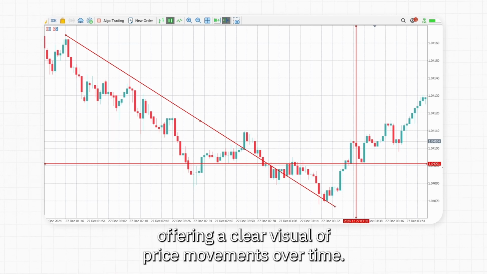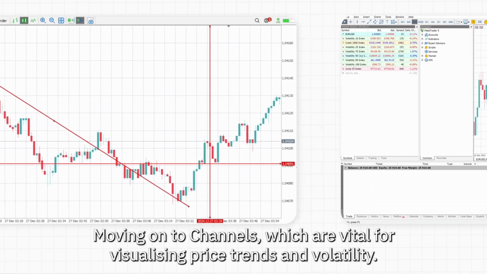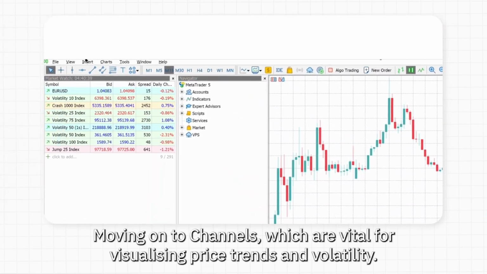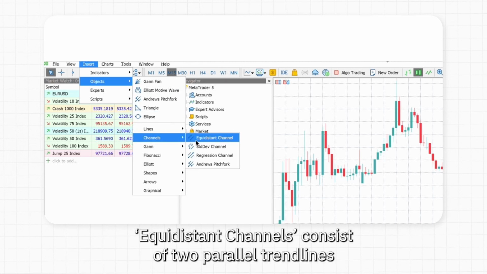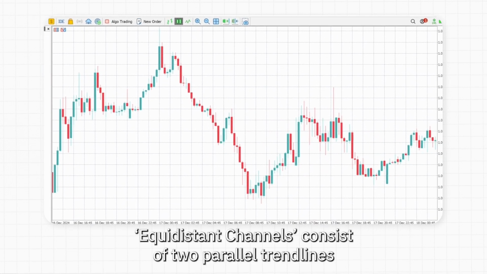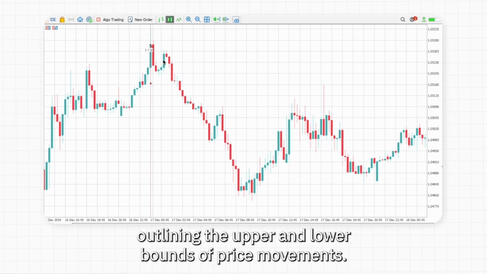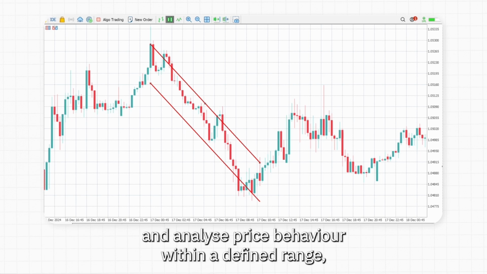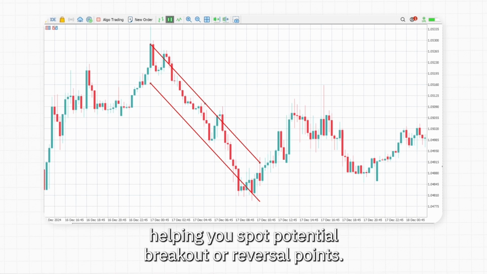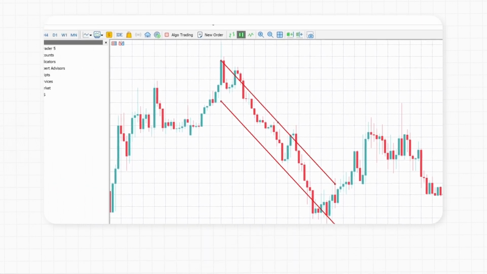Moving on to channels, which are vital for visualizing price trends and volatility. Equidistant channels consist of two parallel trend lines outlining the upper and lower bounds of price movements. These tools make it easier to identify symmetrical trends and analyze price behavior within a defined range, helping you spot potential breakout or reversal points.